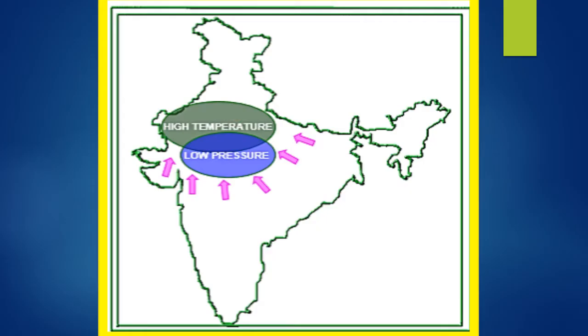So you can see children here, due to the rapid rise of temperature, it creates an area of low pressure, and to fill up this area of low pressure, air is sucked from the Arabian Sea and Bay of Bengal. Now the southeast trade winds of the southern hemisphere, when they cross the equator, they turn right as southwest monsoon winds and strike the coast of Kerala in the first week of June.